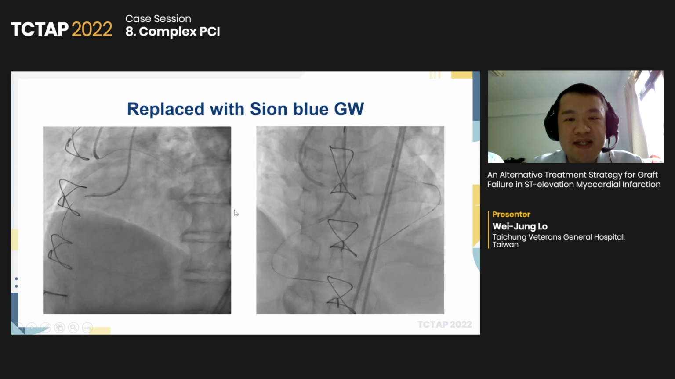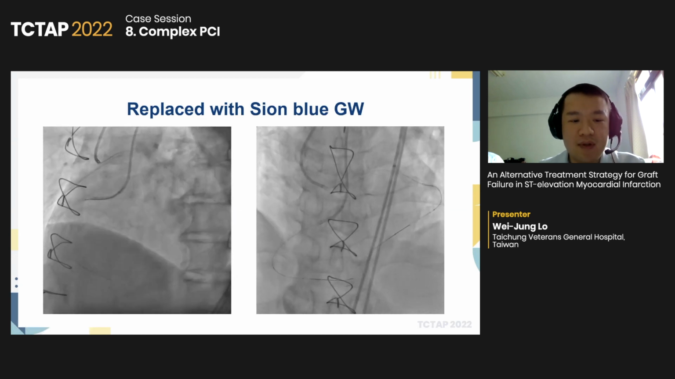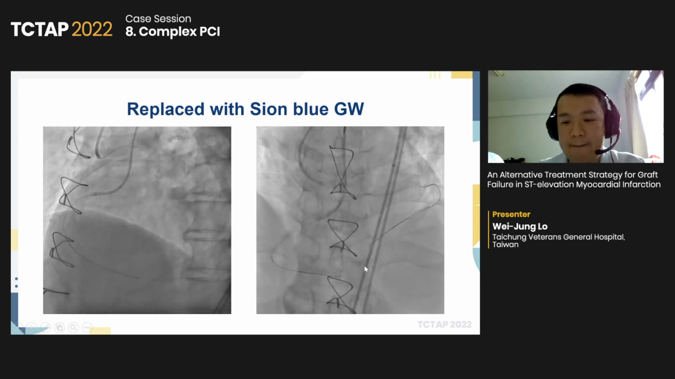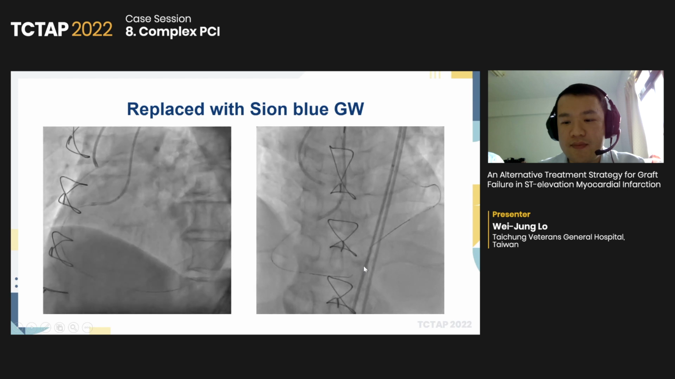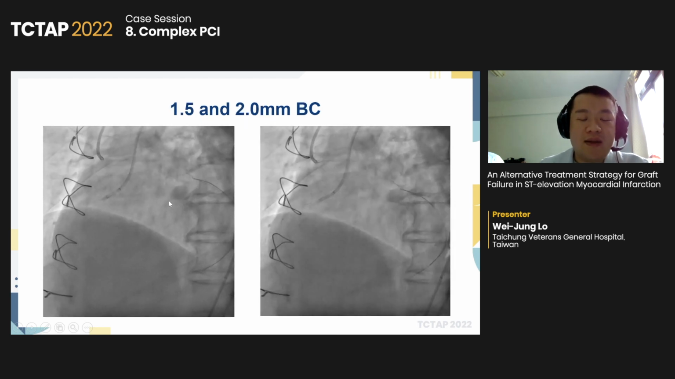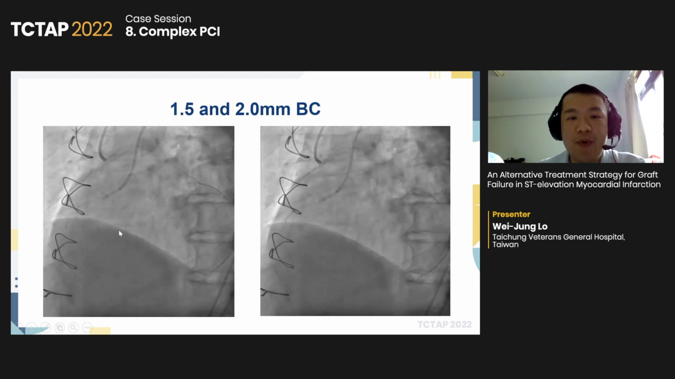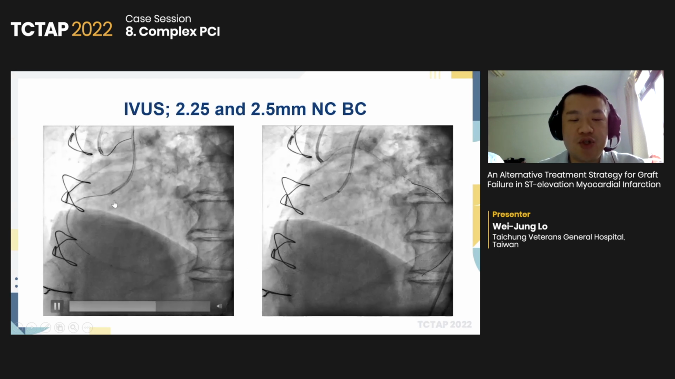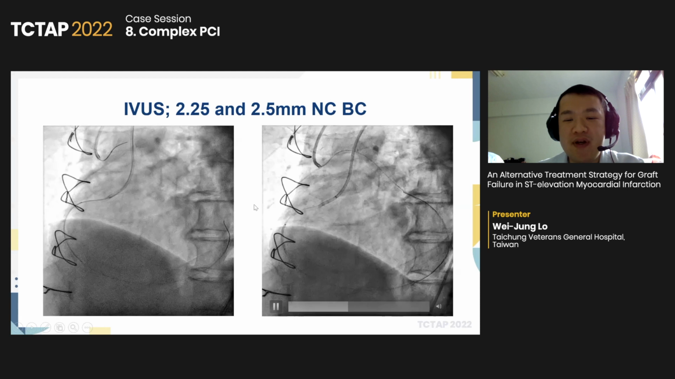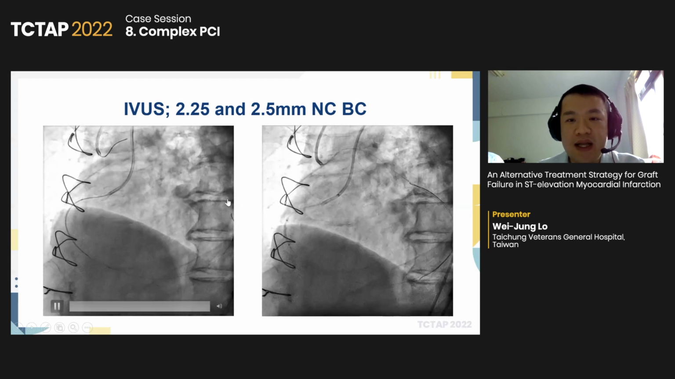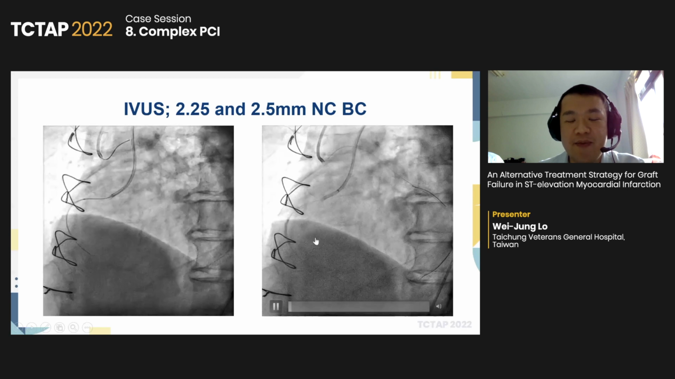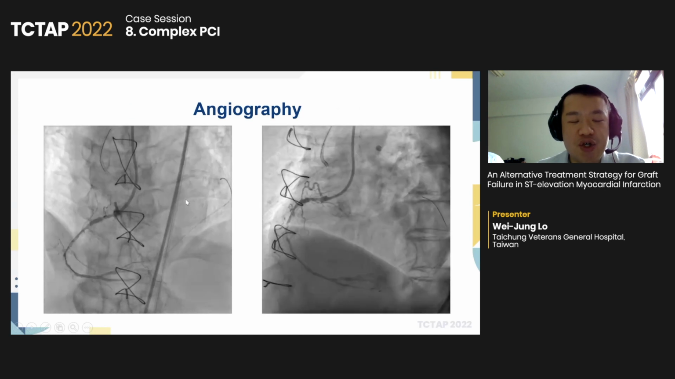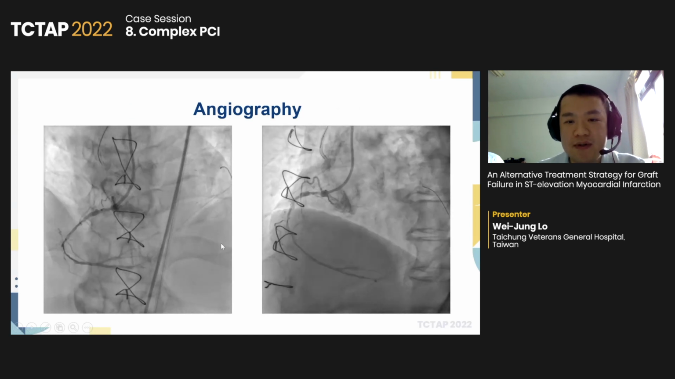And then we replaced the microcatheter with a Sion Blue guide wire, and the Sion Blue guide wire could advance to the saphenous vein. Then proximal to distal RCA was dilated with 1.5 and 2.0 millimeter balloon catheters. Then we used IVUS to check the vessel size and confirm we were within the true lumen. Then proximal to distal RCA was dilated with a non-compliant balloon catheter. The angiography of the RCA showed restored blood flow.